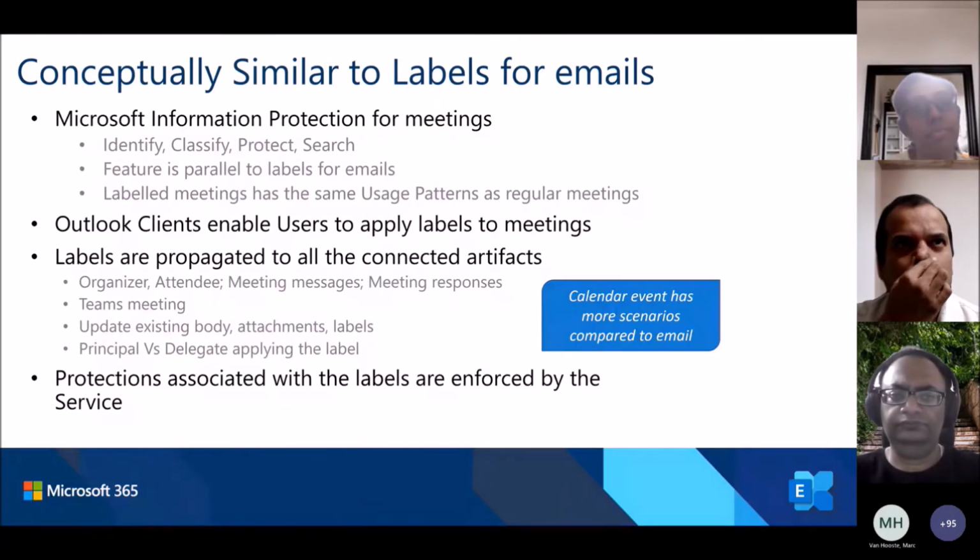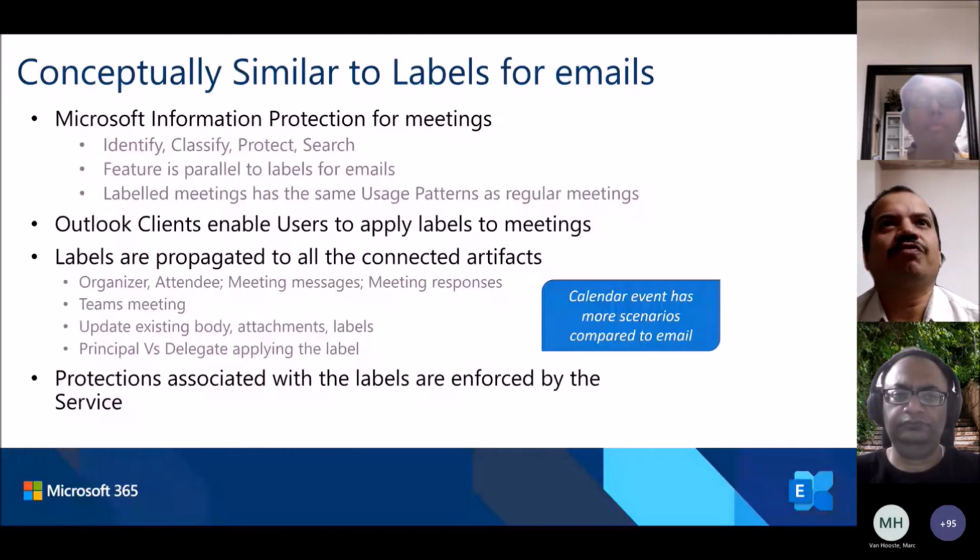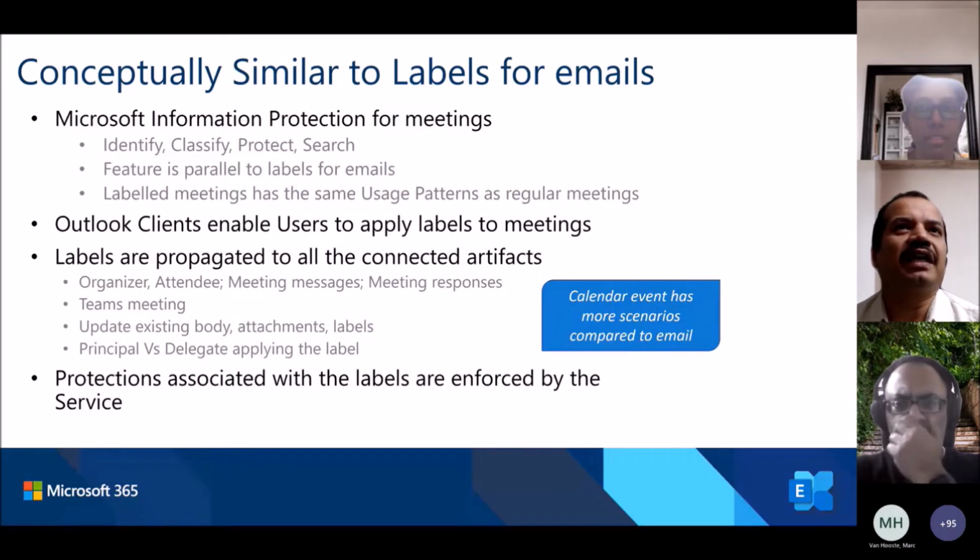So compliant meetings is an adaptation of Microsoft information protection for meetings. What Microsoft information protection says is users should be able to identify or tag any information that is there. We should classify, protect, and be able to search if there are permissions. So the way to understand this feature would be that this is parallel to how we have implemented labels in emails, and labeled meetings have the same usage patterns as regular meetings.